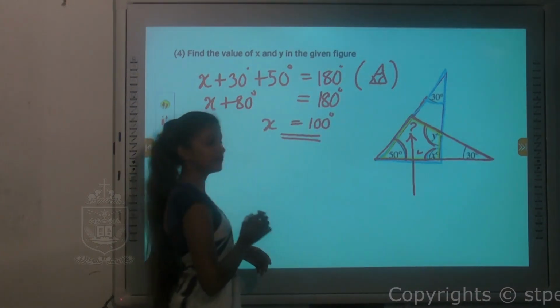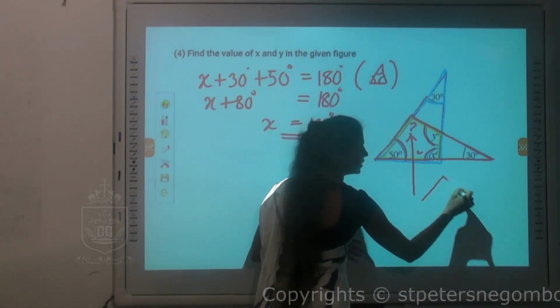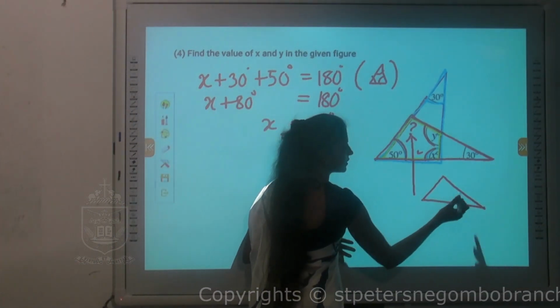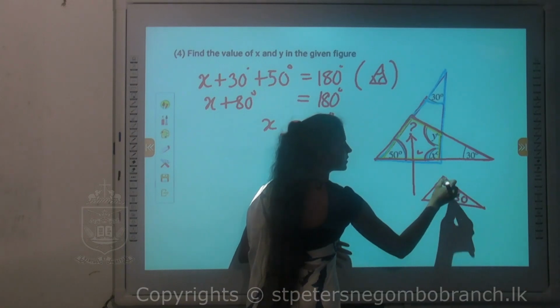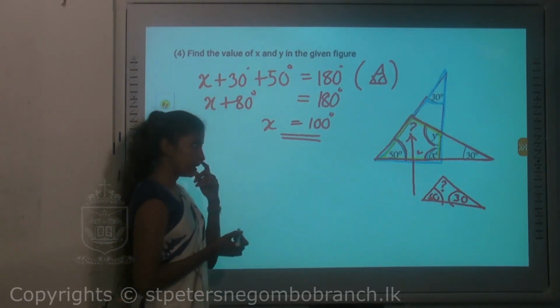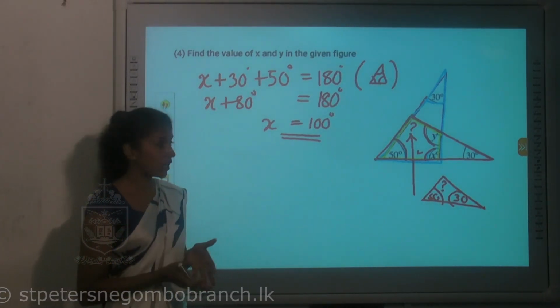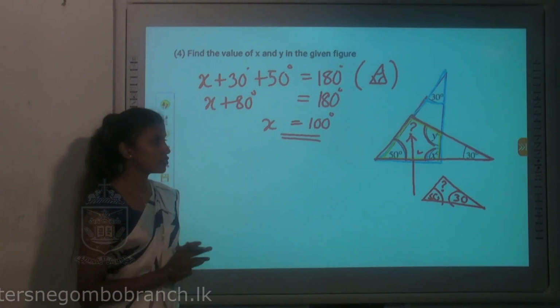Did you see the triangle? Can't you see that now if I draw the triangle separately, this is the triangle I selected. 30 and this is the unknown angle and this is 50 degrees. I think you all can see it clearly if I have taken the triangle out from the figure. So that is the triangle.